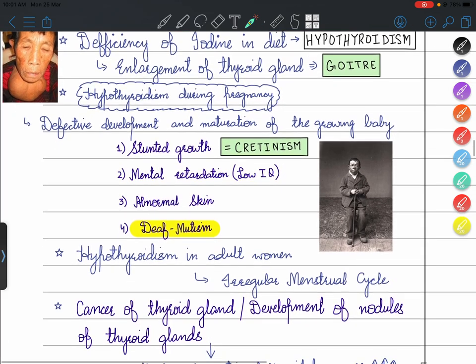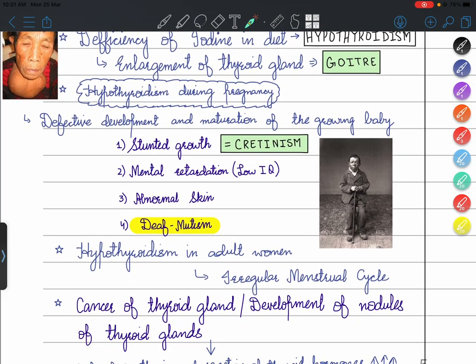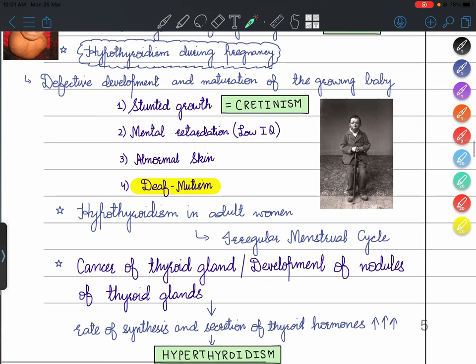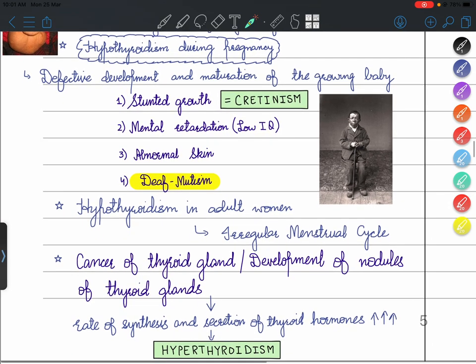If there is hypothyroidism in adult women, it results in irregular menstrual cycle. Cancer of the thyroid gland and thyroid nodules can also occur. If the rate of synthesis and secretion of thyroid hormones from the thyroid gland increases, this leads to hyperthyroidism.